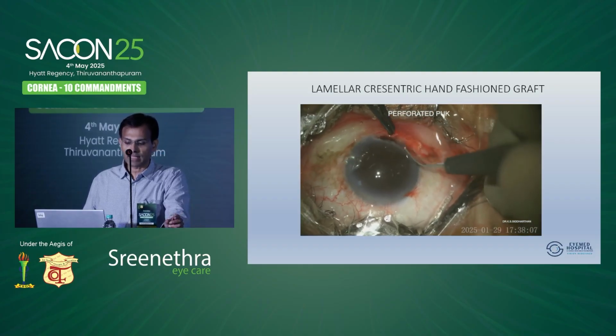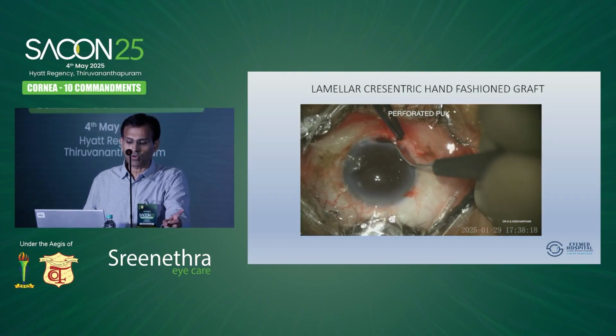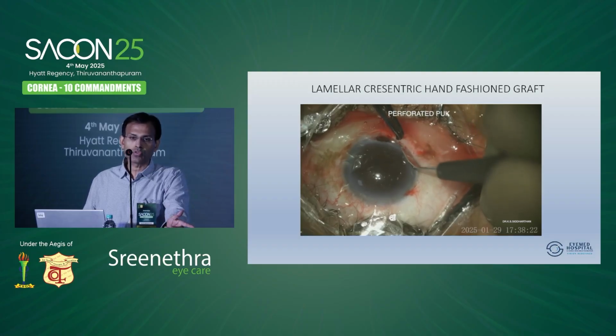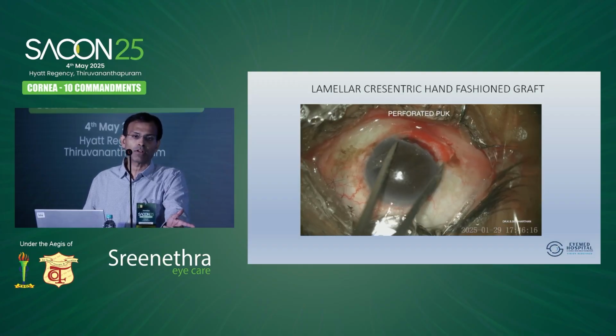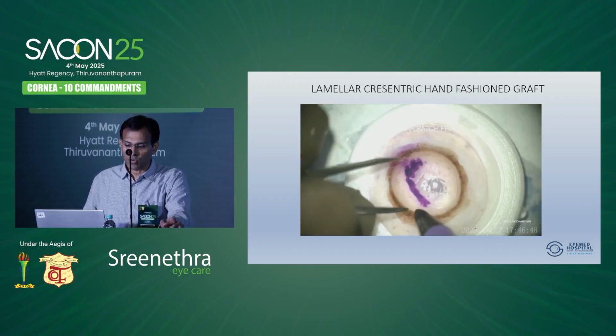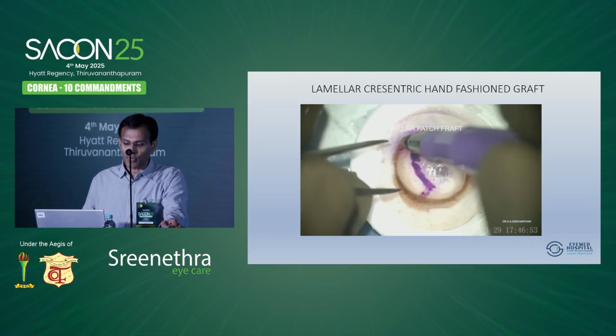Then the most important step here is you have to make a groove because I'm going to make an exact crescent graft, which is going to see the sclera also. I'm making a groove because you have to suture. There has to be a groove. You cannot just keep the cornea there and suture it to the sclera. It has to go nicely inside the sclera.